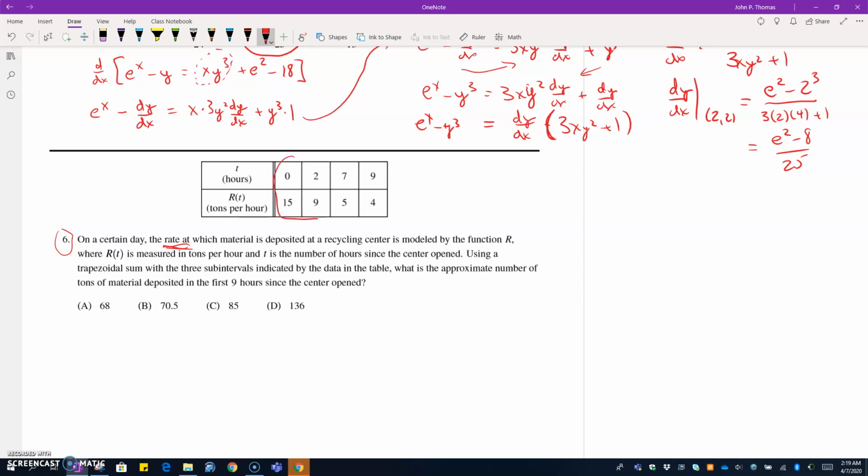So the first 9 hours, we're going to use all the data. So we're really looking for the integral from 0 to 9 of r of t dt, because that's going to be our accumulation of the number of tons. Area under rate is always an accumulation of the amount that was changing. So if I look at this one, it's a trapezoid rule. So area of a trapezoid is 1/2 height times base 1 plus base 2. And we're going to have 1 for 0 to 2, 1 for 2 to 7, and 1 for 7 to 9. So I'm going to have 3 of those.